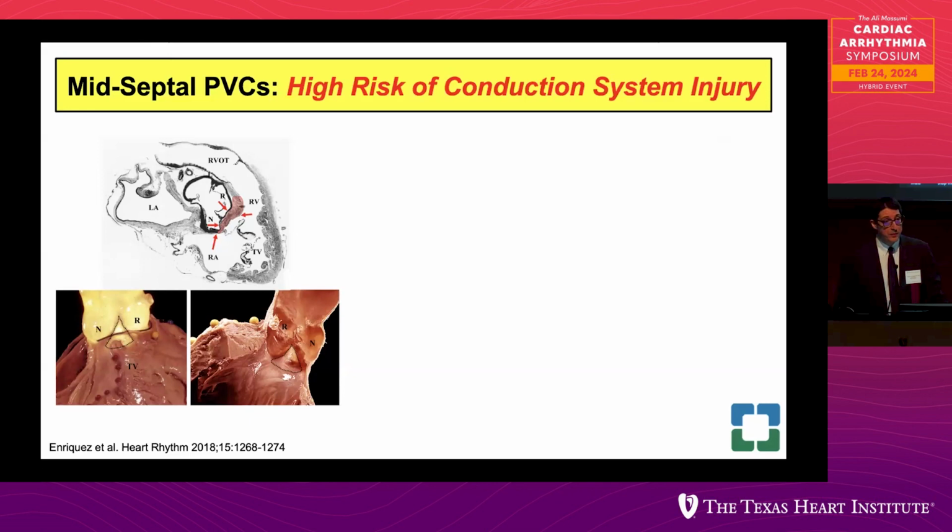For me, a true parahisian PVC is when you have a Purkinje potential preceding every single QRS in sinus rhythm and the earliest activity during PVC. Now, there is a problem with parahisian because there is no such thing as a parahisian PVC, because the His is an atrial structure. I'm not an expert on that, but here there are a lot of experts of conduction system pacing.